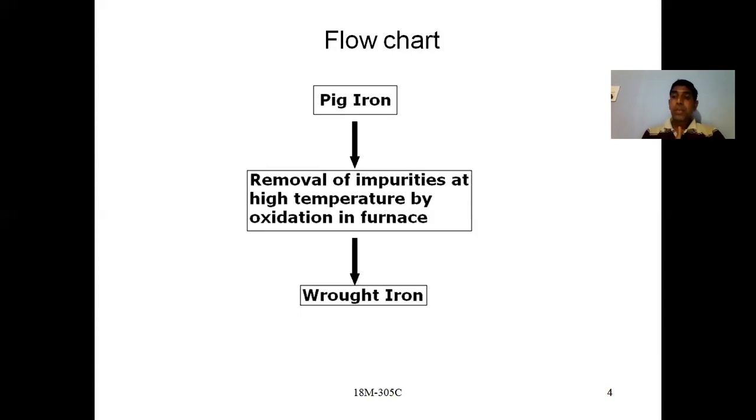So you should remember how you are going to get wrought iron. From pig iron you are going to get wrought iron. How? You are removing the impurities at high temperatures by oxidation. By oxidation we are removing the impurities in a furnace. What is that furnace? Puddling furnace. So in a puddling furnace we are removing the impurities from the pig iron by the oxidation method, and later you are going to get wrought iron. This is the main principle of your puddling furnace to get wrought iron. This is the principle to get wrought iron from pig iron.